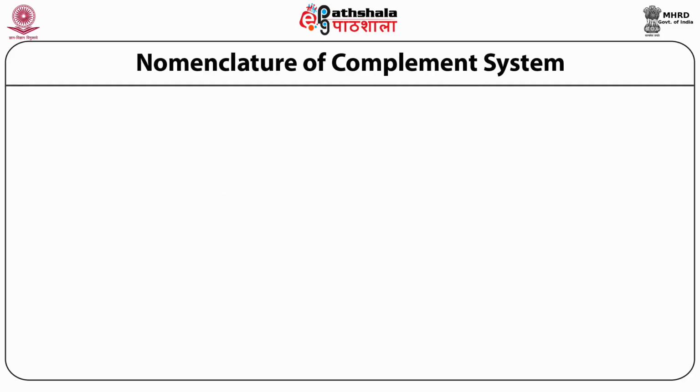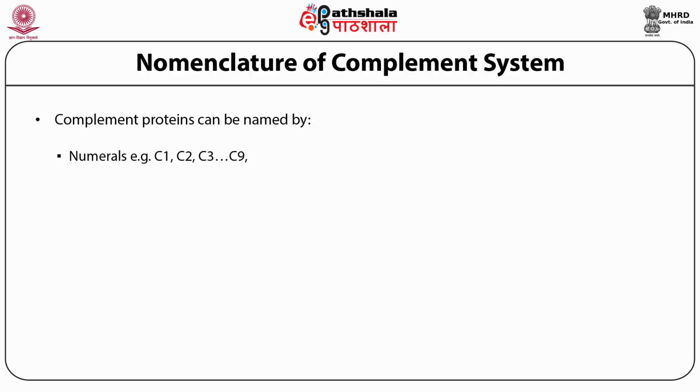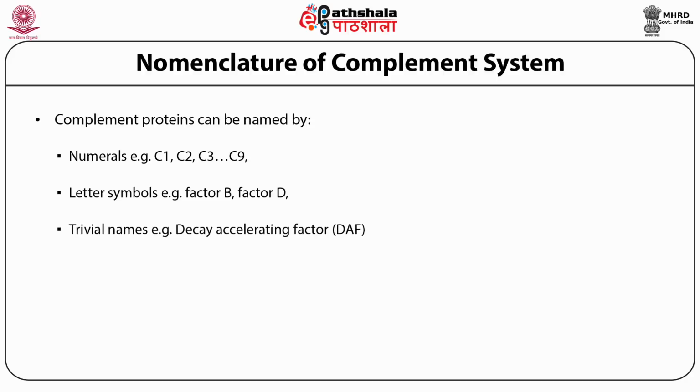Now let's have a look at the international code for naming the components of the complement system. The complement factors are named by various methods. To start with, the complement factors can be named either by numerals such as C1, C2, C3, etc. or by letter symbols such as factor B, factor D, or also by their trivial names such as decay accelerating factor, that is DAF.